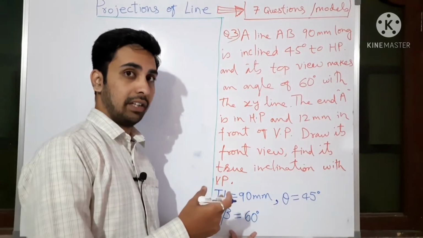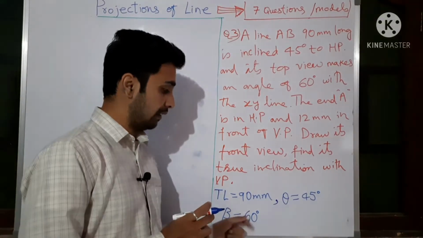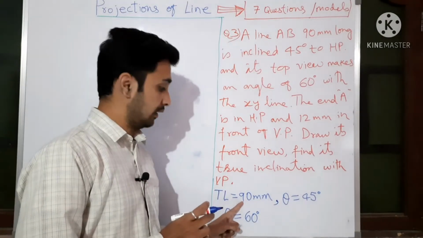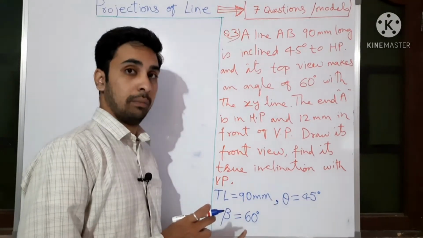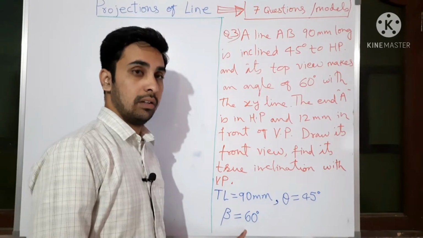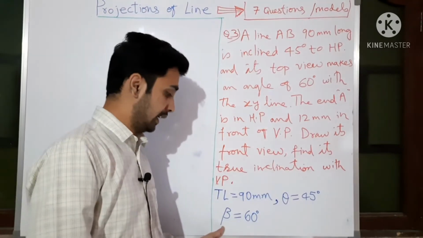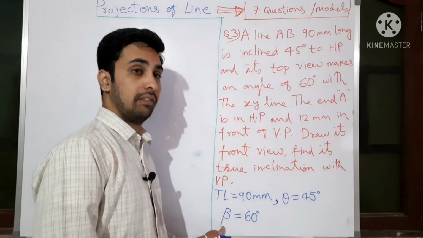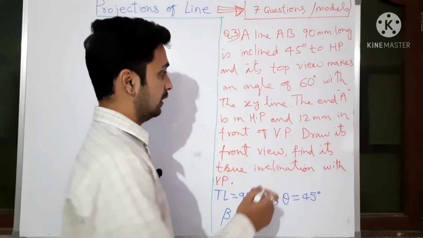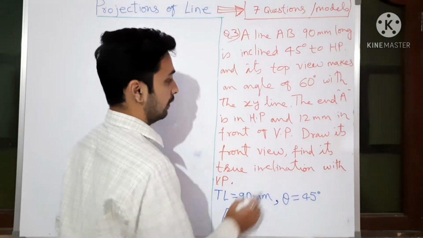If it is inclined with VP, then that 60 degree we can take with 90 mm. This is not inclination with VP. This is inclination given with respect to XY line, and this is the top view inclination which is beta. So it will be taken with TV, top view. Okay, next while solving we will see this.